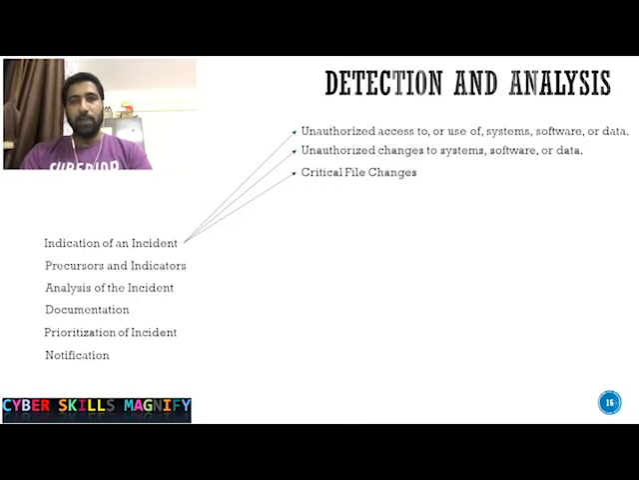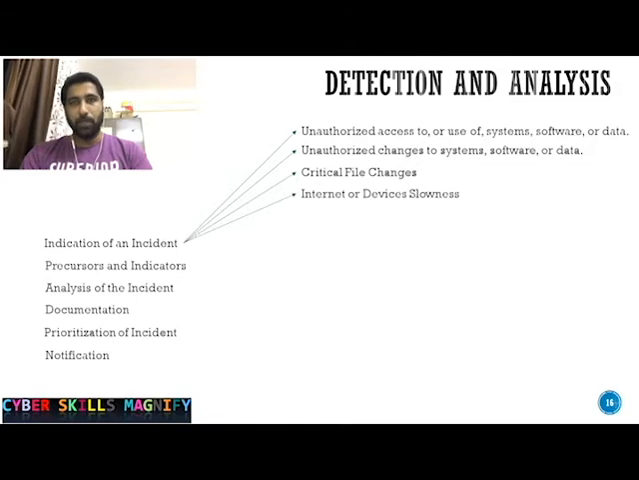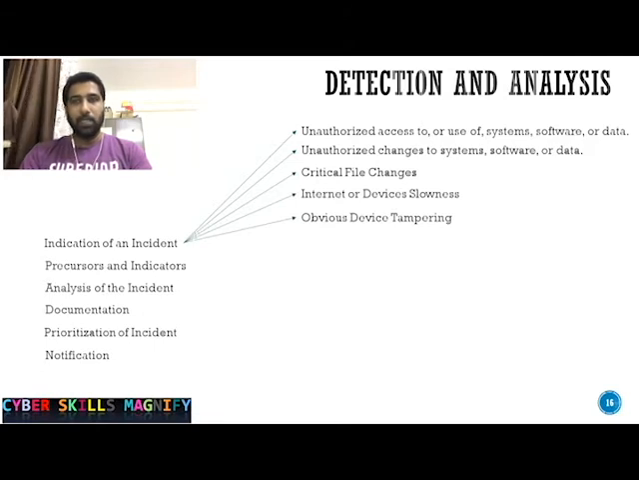Unauthorized changes to critical files can mean that a breach has occurred or that internal changes to the system are occurring. Internet or device slowness. These are usual signs of malware, including unusual system activity, such as a sudden loss of disk space, unusual slow speeds, repeated crashes or freezes, an increase in unwanted internet activity, and pop up advertisements. Obvious device tampering. This is an active attempt to compromise the device integrity or data associated with this device.